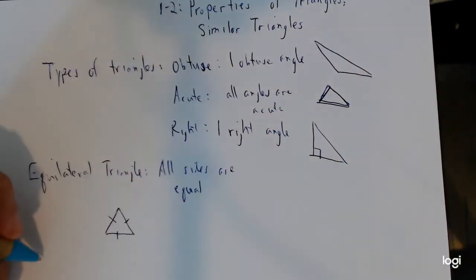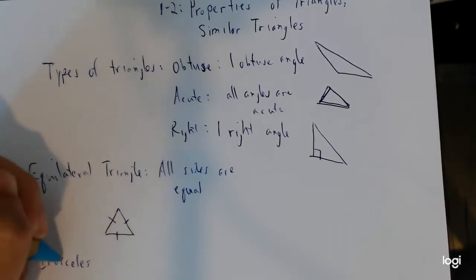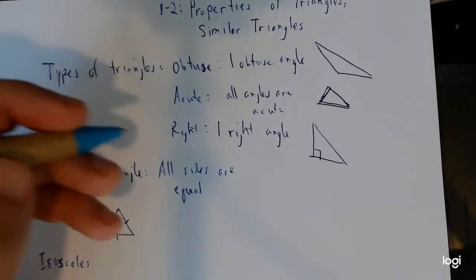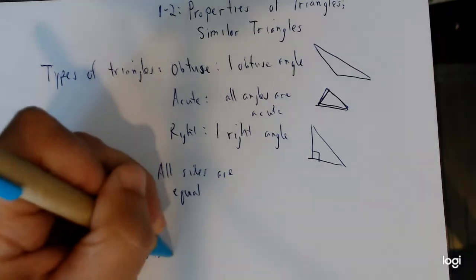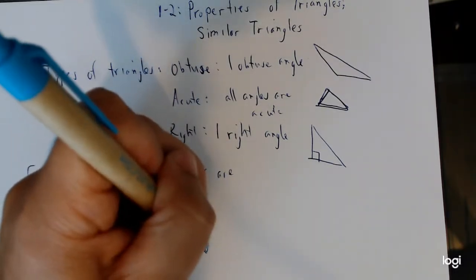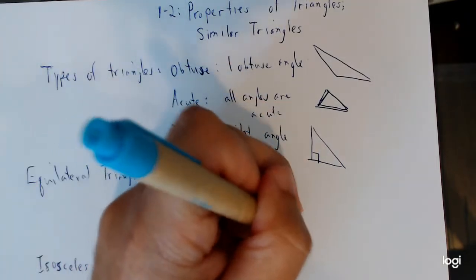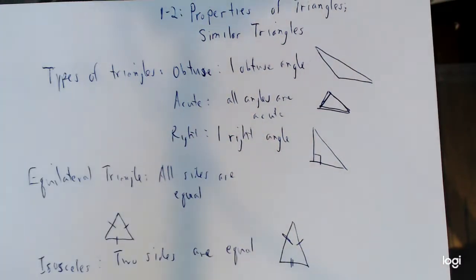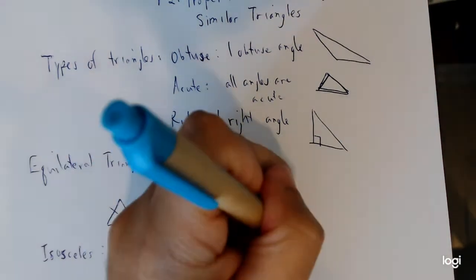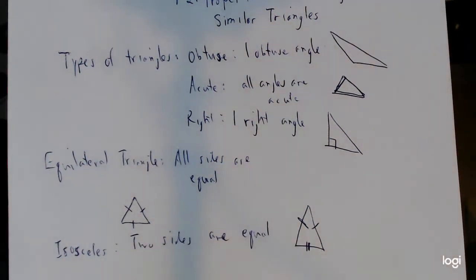And then we also have isosceles. Isosceles means basically only two sides are equal. That would look something along the lines of this, where these two sides are equal, and the third side doesn't necessarily have to be the same. That's why I'm putting two lines here. I'm saying these two are the same, and that one's not necessarily the same.